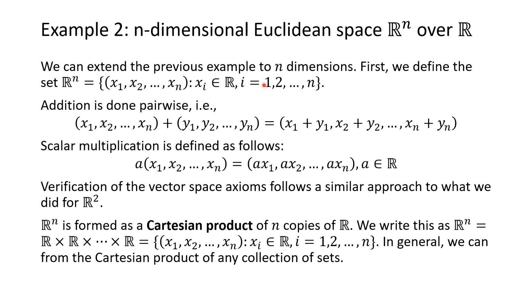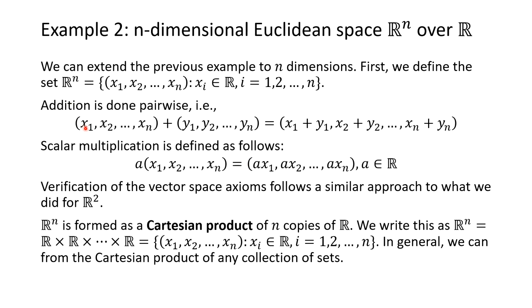We can extend our previous example where instead of having just two components, we have n components in our vector made up of real numbers. So you see here we have the set R superscript n, which is the set of all n-tuples, where each of the n components is a real number.